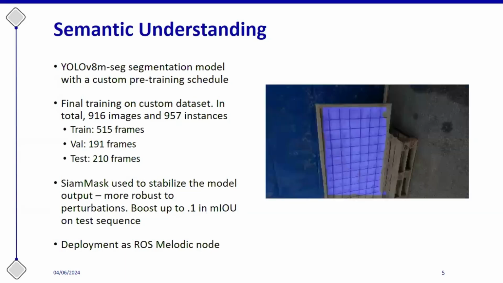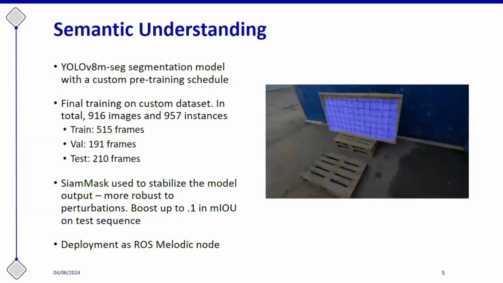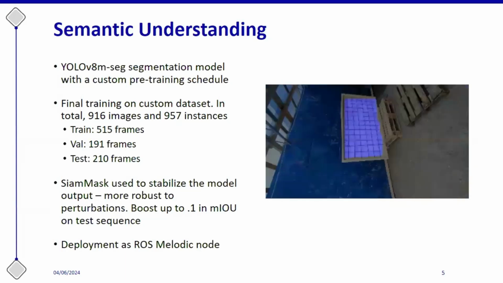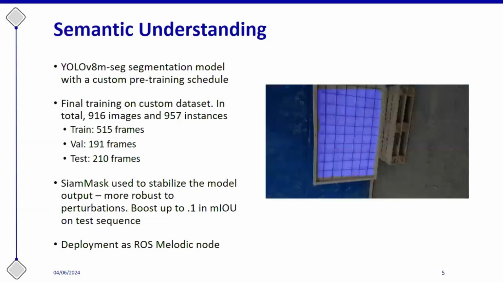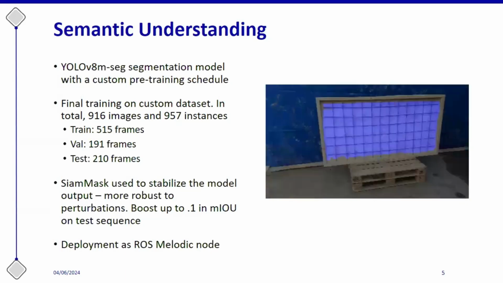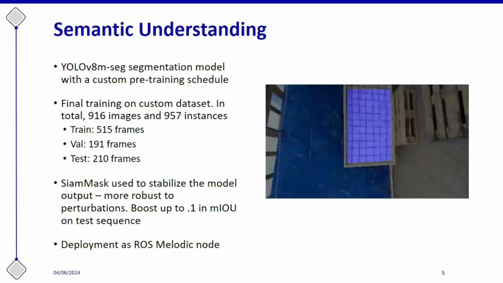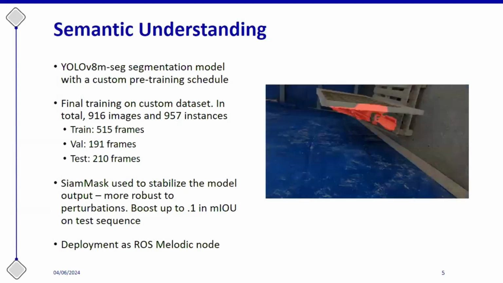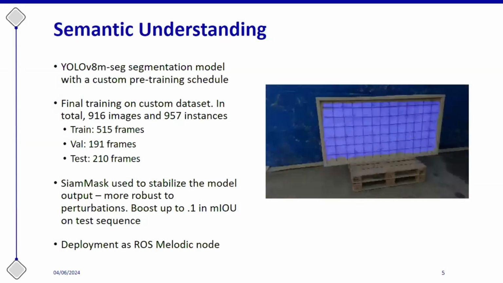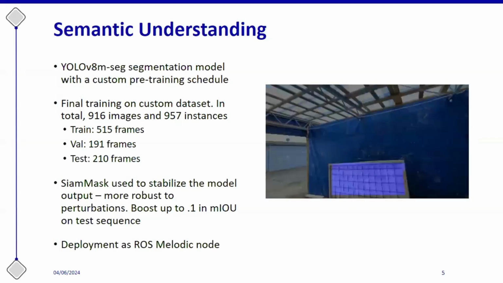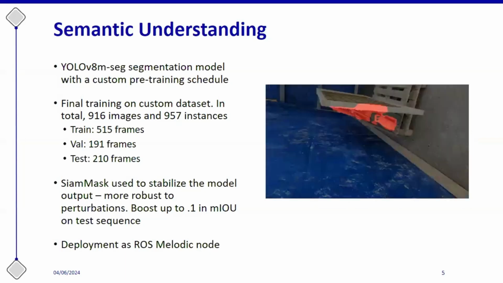So in each iteration where we have a valid output of the segmentation model, we initialize a segmentation tracking module, which is SiamMask. It's a very common mask tracking module, and that makes the output of the segmentation model a bit more robust. Since we are operating in a low data regime, we wanted to use this tracking module to stabilize the output. We saw that it boosts the mIoU by 0.1, from about 0.7 to 0.8 mIoU. And we deployed this as a ROS Melodic node.